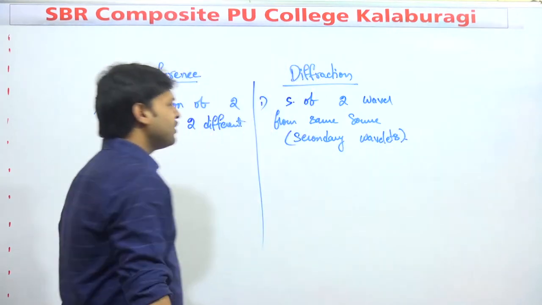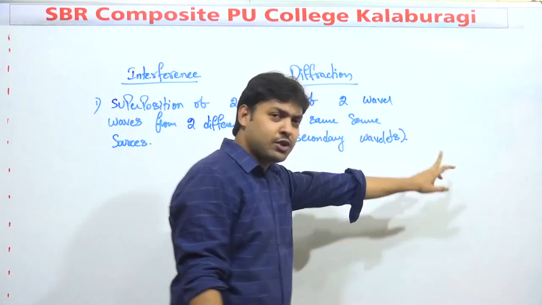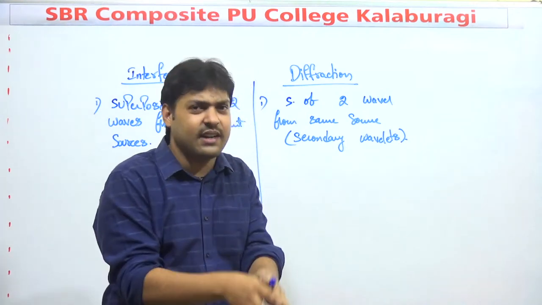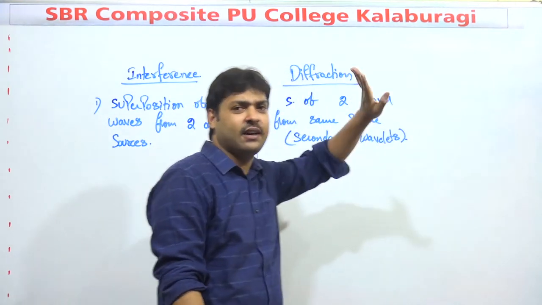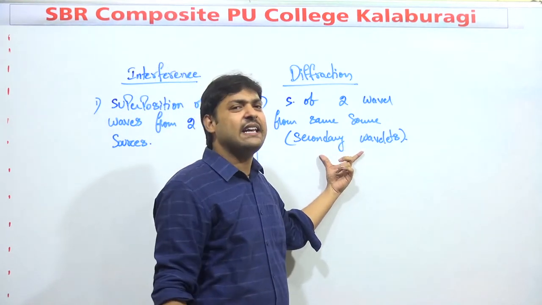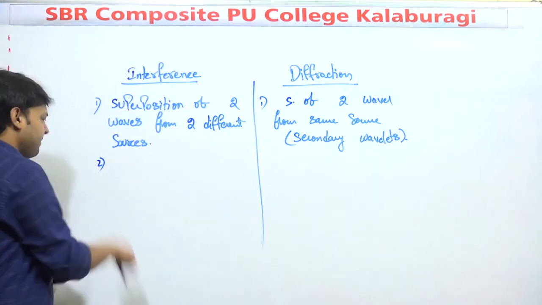Right? So, as it is a superposition of two waves from the same source, and from the same wavefront. What is that? This we call secondary wavelets. Same story, right?